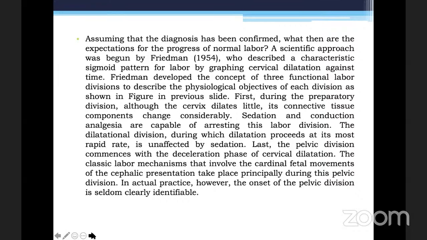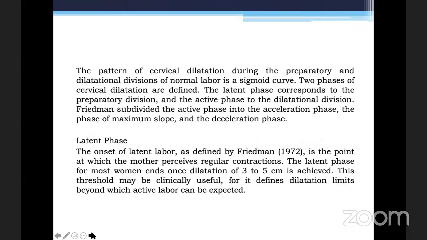First, during the preparatory division, although the cervix dilates little, its connective tissue components change considerably. Sedation and conduction analgesia are capable of arresting this labor division. The dilatational division, during which dilatation proceeds at its most rapid rate, is unaffected by sedation. Last, the pelvic division commences with the deceleration phase of cervical dilatation. The classic labor mechanisms that involve the cardinal fetal movements of the cephalic presentations take place principally during this pelvic division. In actual practice, however, the onset of the pelvic division is seldom clearly identifiable.